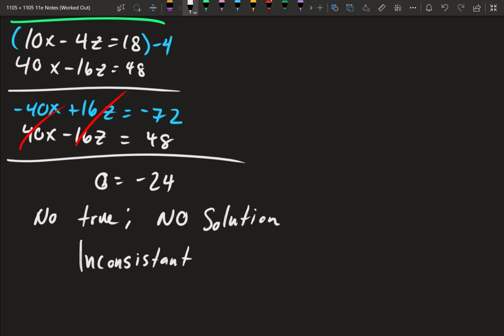We're big kids now, so no solution actually means inconsistent. That's what I'm going to be looking for on the test. I'm going to ask, is this consistent, or is this inconsistent? Meaning, does it have a solution, or is it no solution?